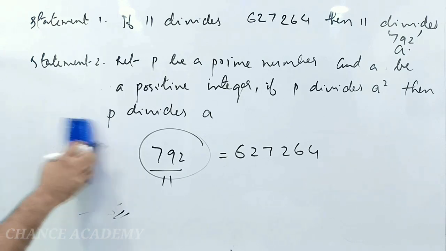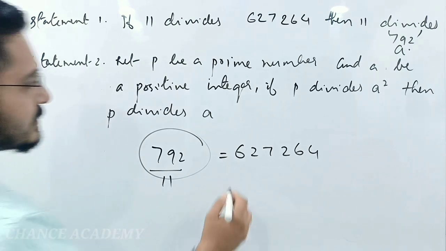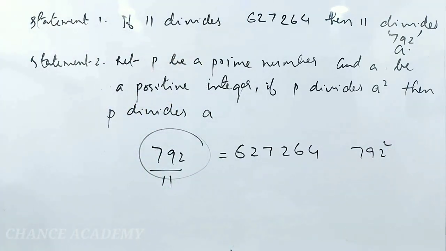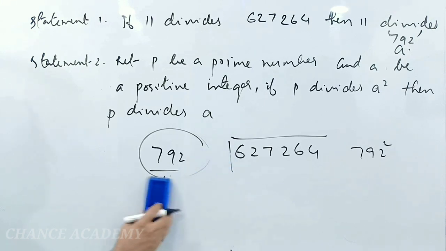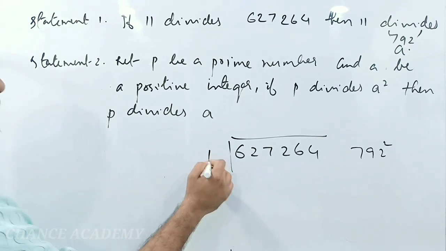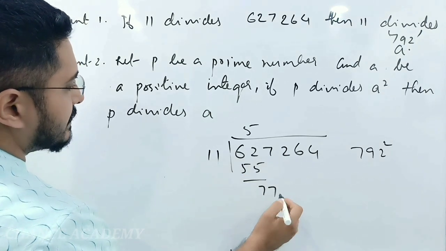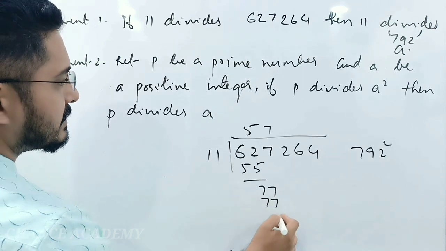Again, this number 627264 is actually the square of 792. It's based on an assumption: if you multiply the number 792 two times, you will be getting the same number. And this number is again divisible by the same prime number, 11. That's possible. We can check that. So 5, you'll be getting 55, then 7, 77. Bringing down that 7, that will be 77.